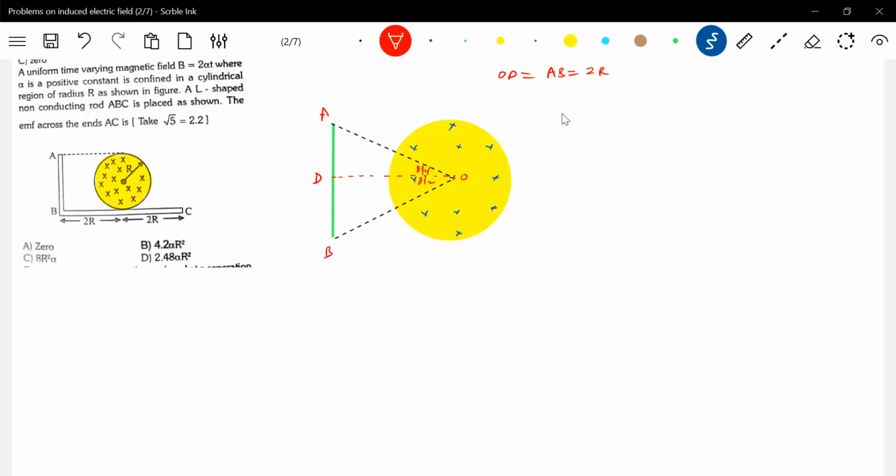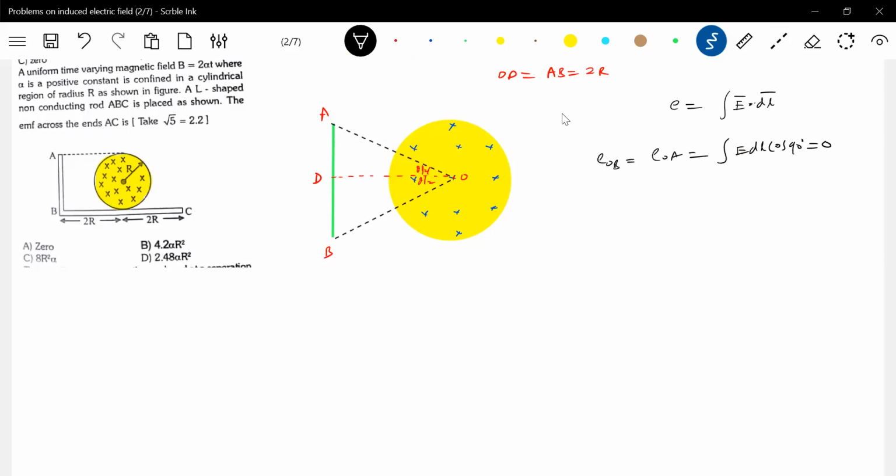Now first, let's get into what the EMF induced across the rod OA is. Should be 0, no? Any reason? Because we know the EMF induced is the integral of E bar dot dL bar. For rod OA, E bar E dL cos 90, so therefore the EMF induced is 0. Similarly, same thing for the rod OB also.